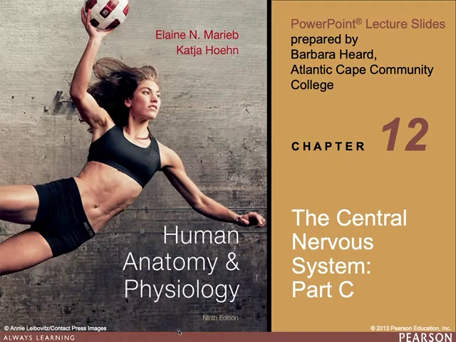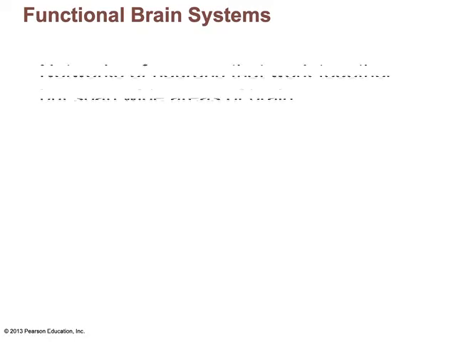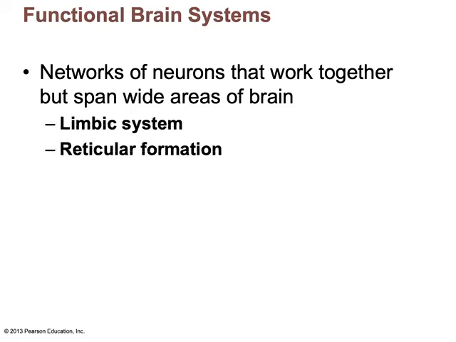Okay, everybody, welcome to part C of our chapter dealing with the central nervous system, where we're going to get into more discussion of some of the functional brain systems. These are networks of neurons that connect large areas of the brain and share certain sets of function. Examples include the limbic system and the reticular formation.